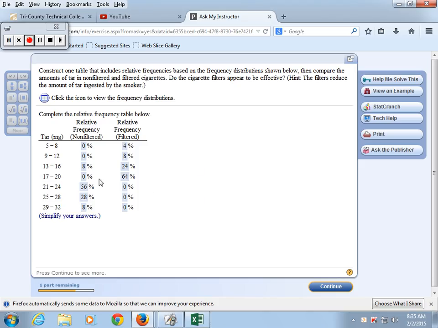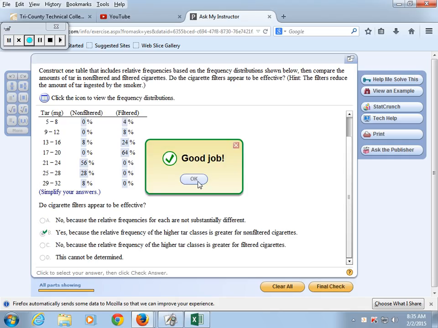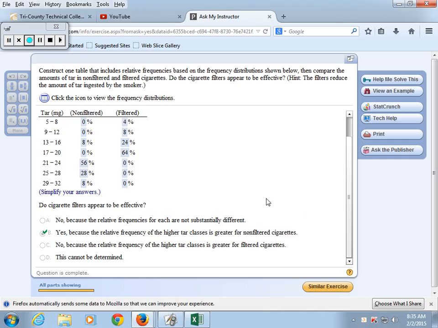So yes, it seems like it turns your teeth less yellow or brown. So yes, looks like yes right there. And we feel good about ourselves.